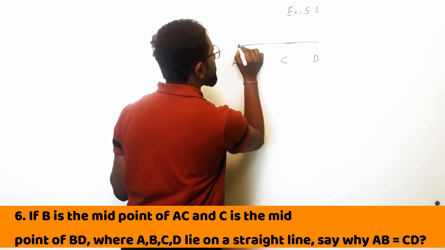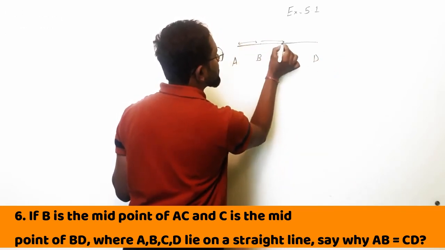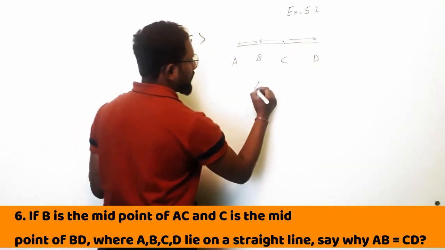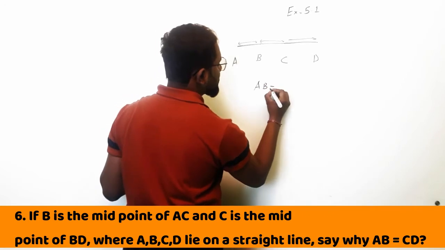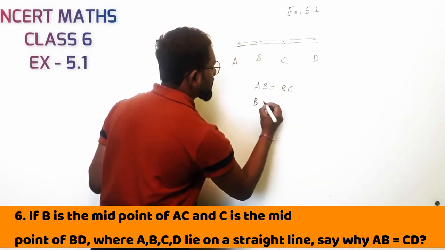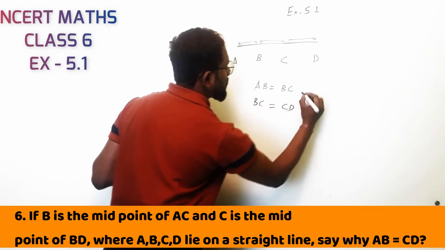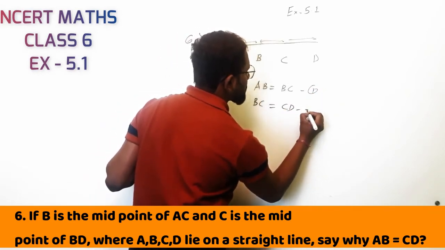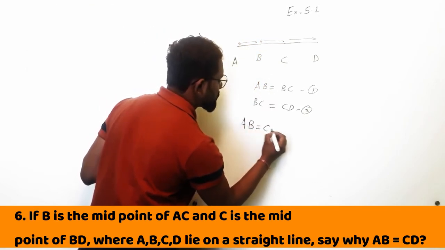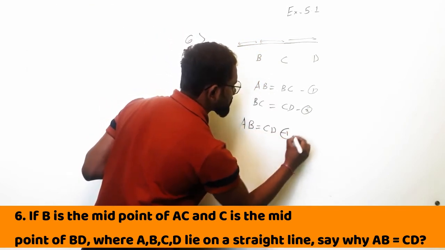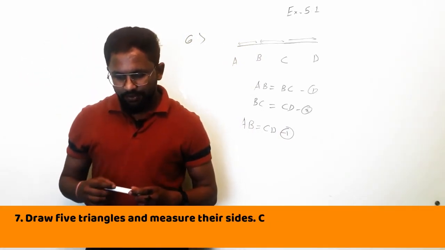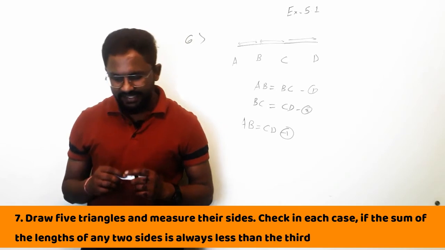Okay, this distance and this distance is same, and this distance and this distance is same. So AB is equals to BC. Okay, and BC is equals to CD. This is first statement and this is second statement. From these statements, AB is equals to CD. This is the answer.